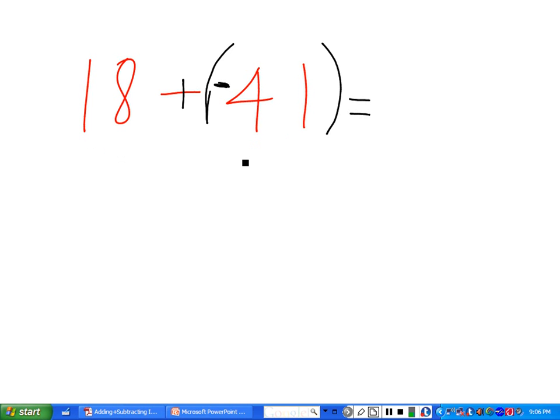So which is the higher number here? 41 is. And it's negative, so I know that my answer is going to be negative. Now, to figure out the subtraction, you could just subtract 41 minus 18. Here, we've got to make this 1 and 11 and borrow from the 4 and make it a 3. So 11 minus 8 is 3. 3 minus 1 is 2. Therefore, our answer is negative 23.